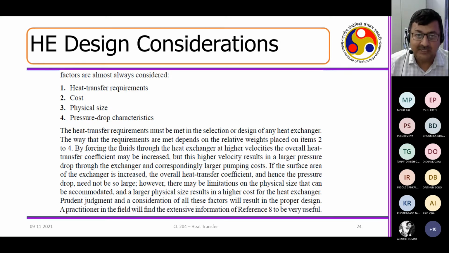So when these constraints are given, you will see that a certain group of heat exchangers will be suitable for you. And you apply all the fundamental principles that you have learned here, with the tricks of the trade, with the graphs, with the different correlations that you have learned here. So you will be able to design a nice heat exchanger.